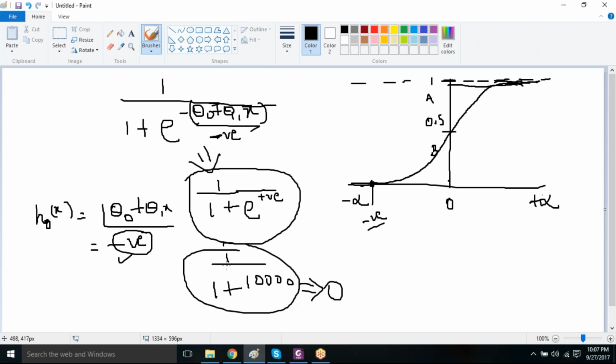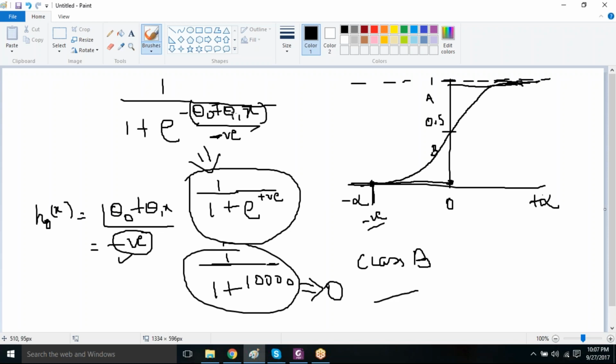I mean this will become 1 upon a very big number. So it will tend to 0. Graphically, you can see it like this: this is a very big negative number, so if you see the y-axis, it will be near 0. Near 0. So this is another case. See, this is class B.